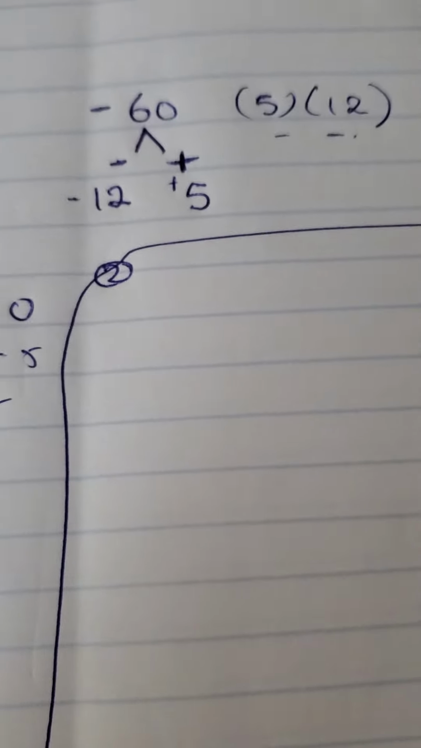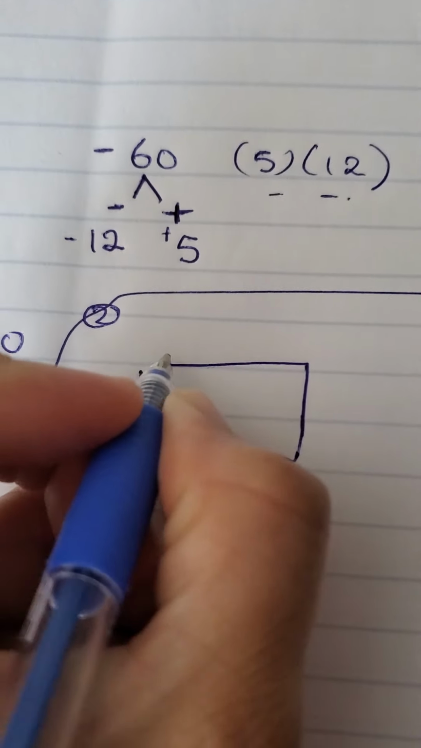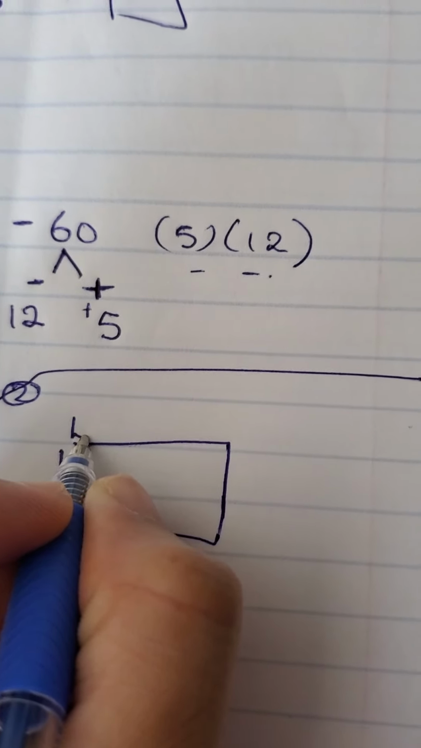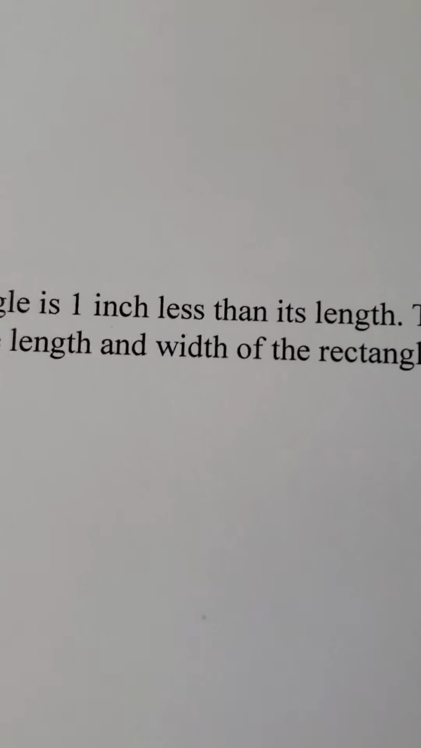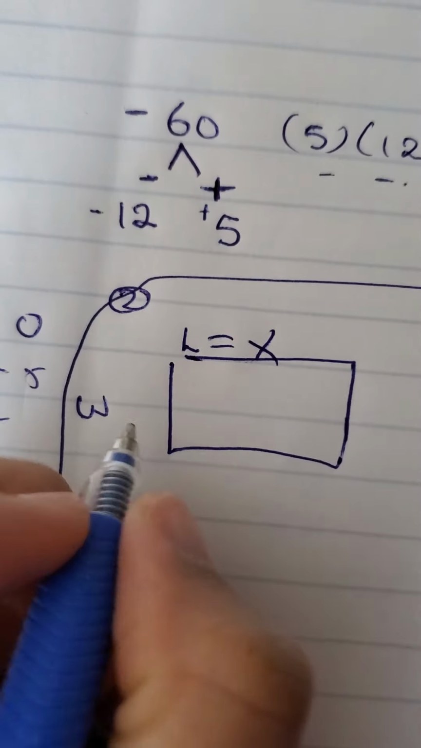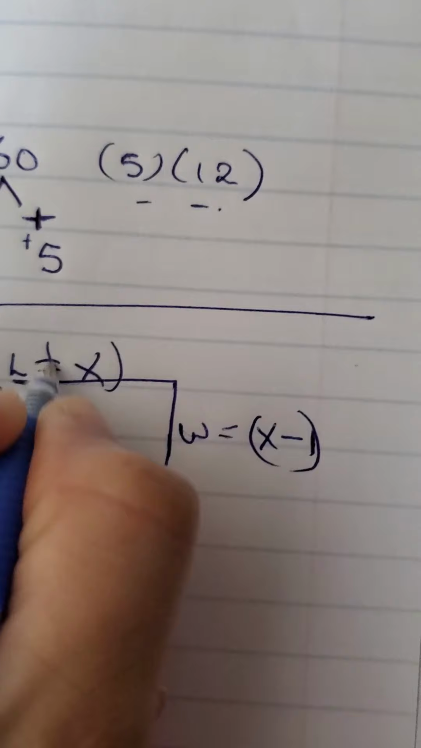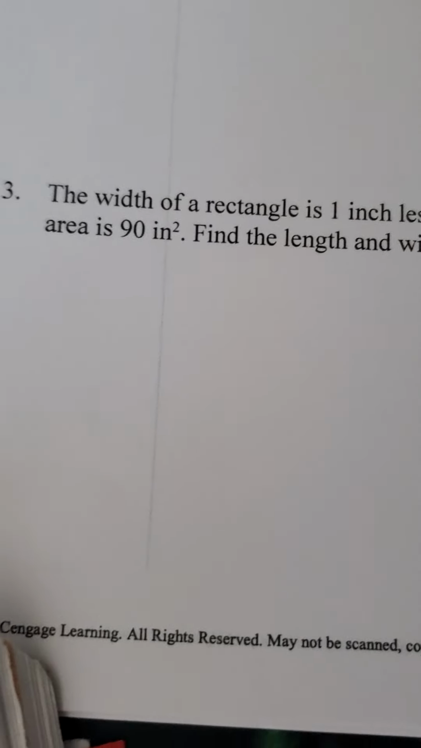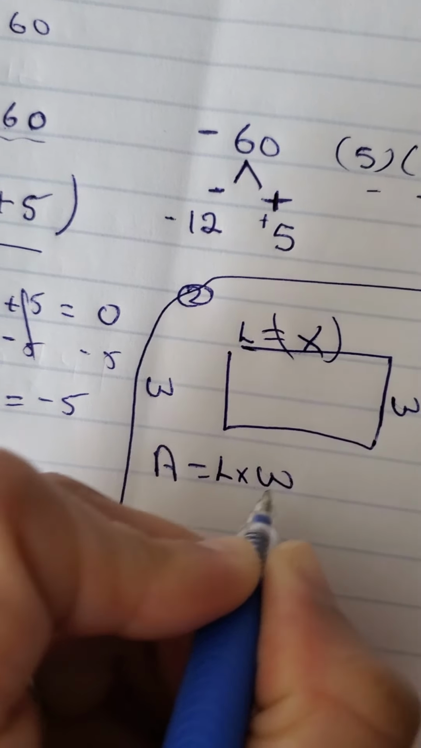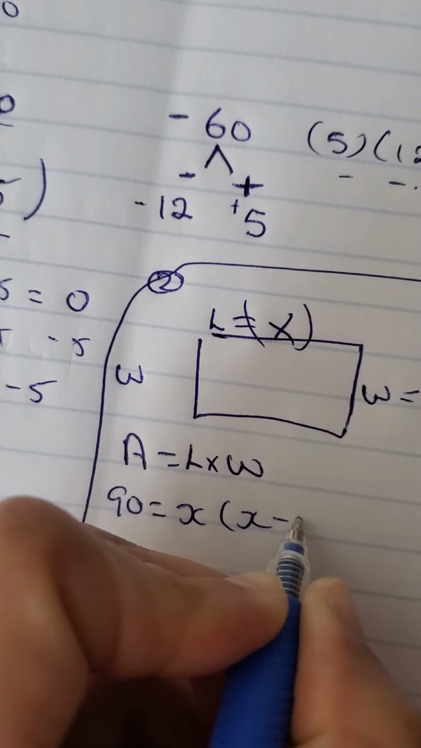All right, so you can see they're following a pattern. So I'm going to set up my rectangle with my width and my length, right? And it's saying that the width is 1 inch less than its length. We don't know what the length is. That's my unknown, but I know the width is 1 inch less than that. So I have my two dimensions, and it said the area is 90. So area equals length times width, and the area is 90 in this case. My length is x, and my width is x minus 1.